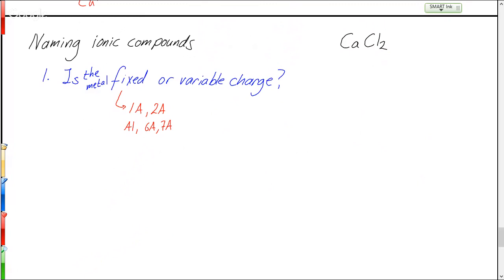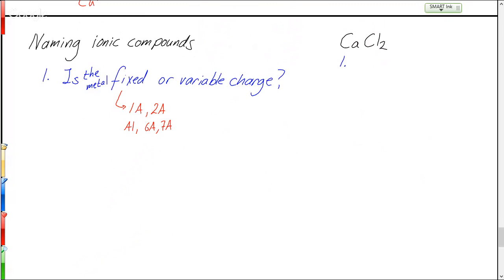CaCl2. So our first question, is the metal fixed or variable charge? So we would look at calcium and say, can calcium have more than one different kind of charge, or is it always going to have the same charge? So what do you think? Could it have different charges or always the same? Same, always the same. How do you know?